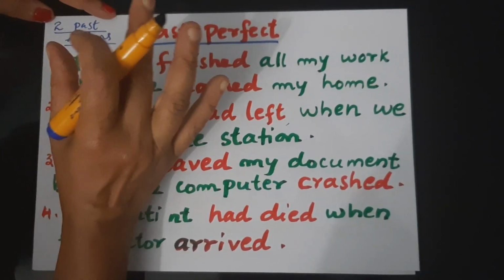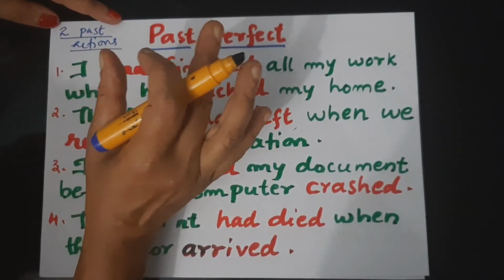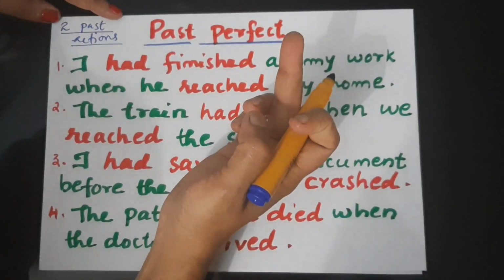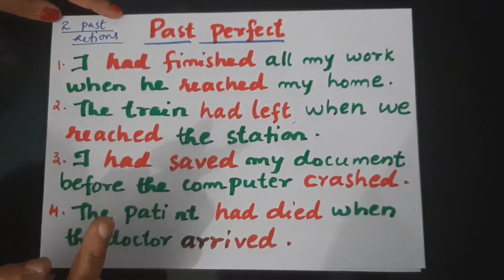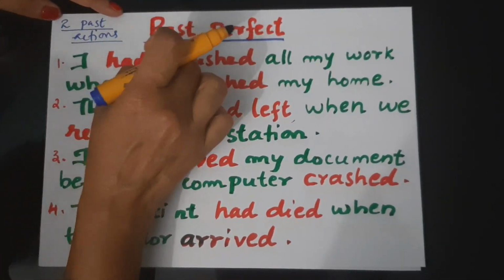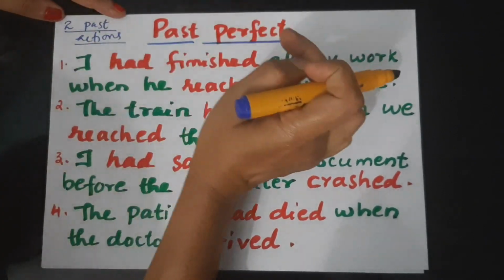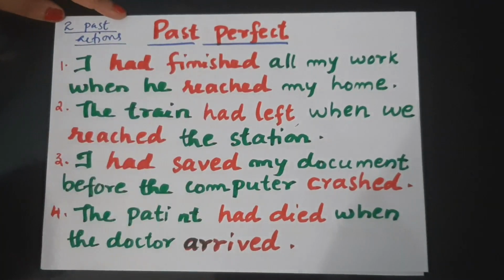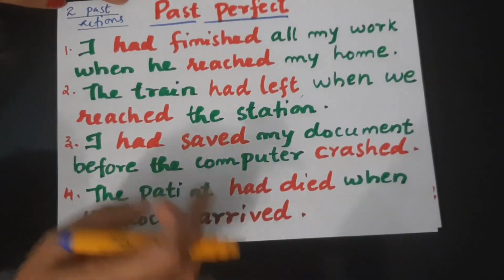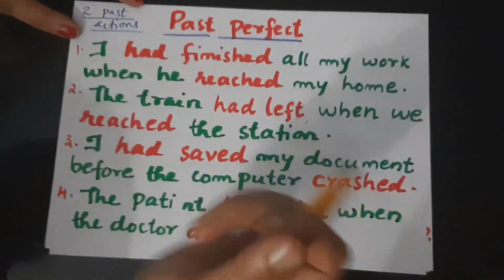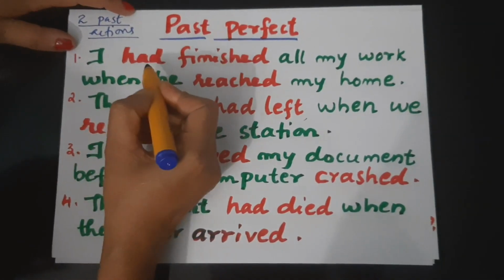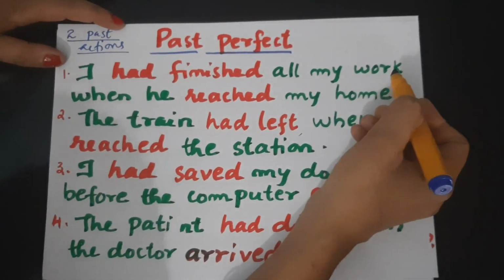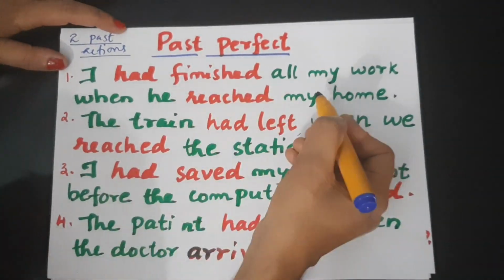Two past actions are there, and one was completed before the other. You have two past actions and one was completed before the other. Just consider this example, you will understand then. I had finished all my work when he reached my home.